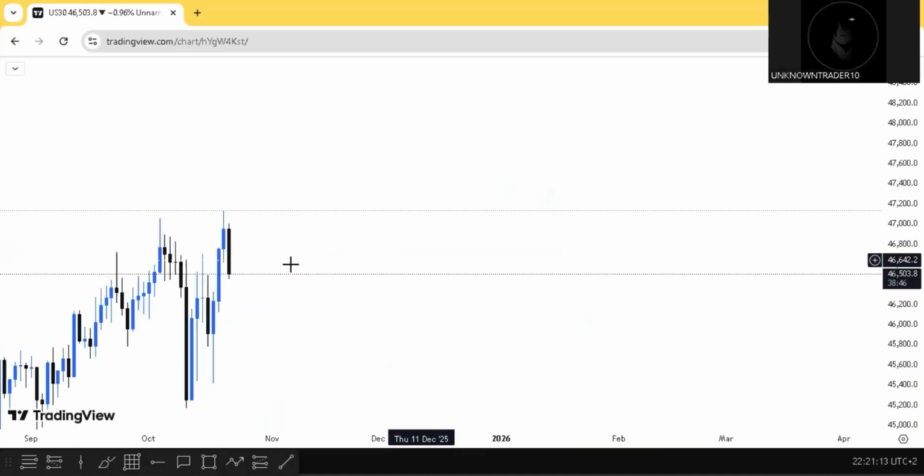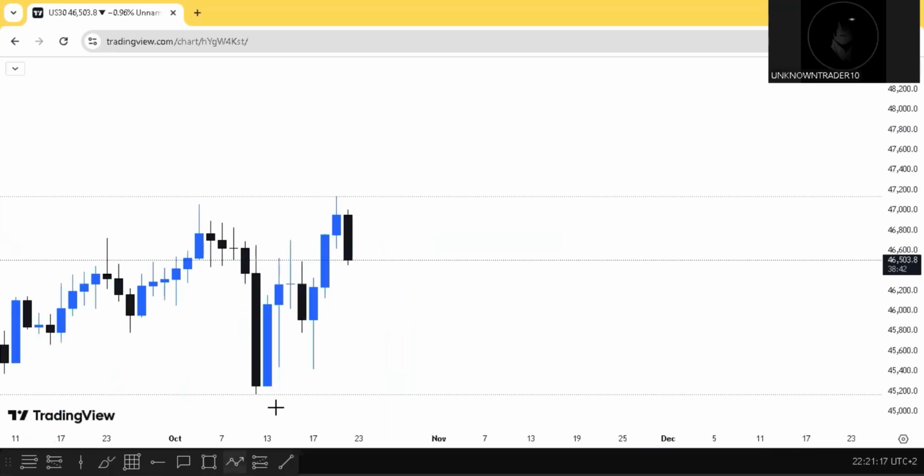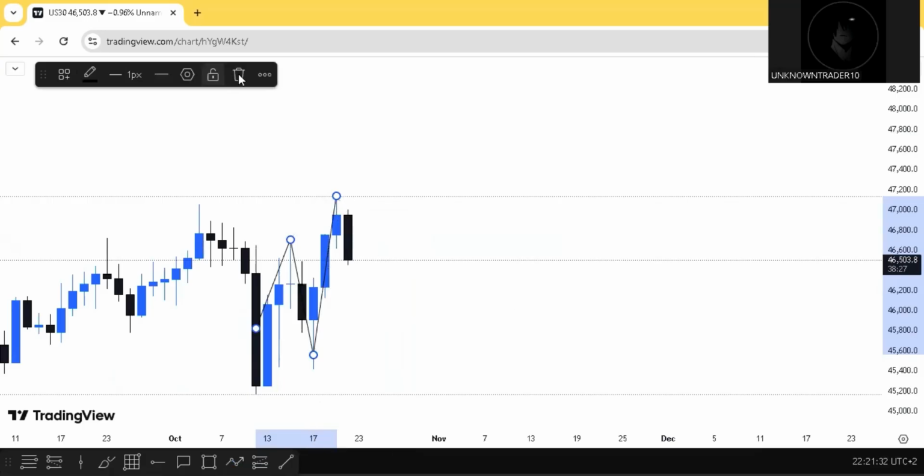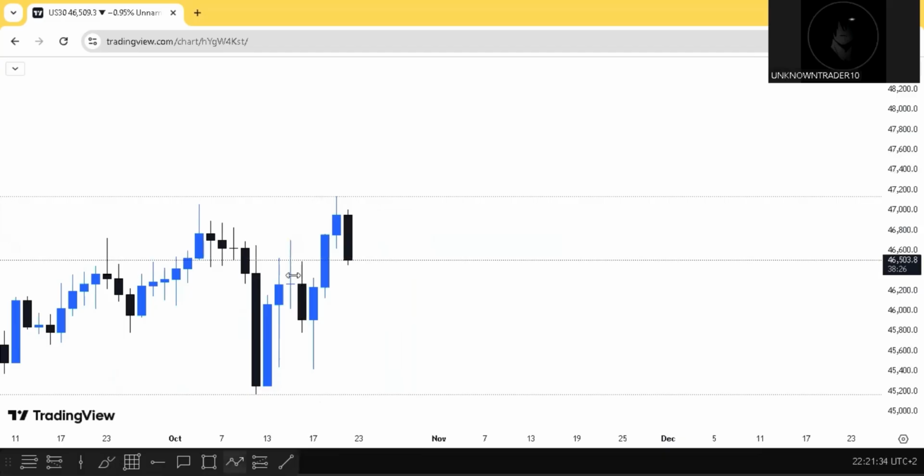So what I identified is that, okay, I came here, identified a break of structure here. As you can see, the market gave us this high, came below, then gave us a break of structure. So it means we're expecting what? When the market is here, we're expecting a what? A correction or a pullback, you see. So it means this is our break of structure here.